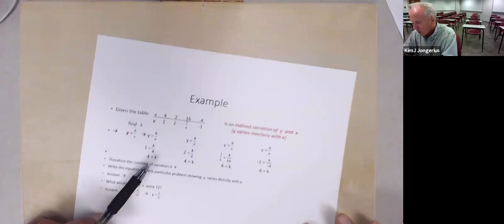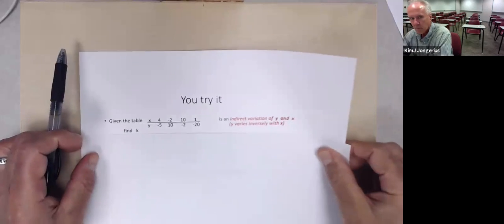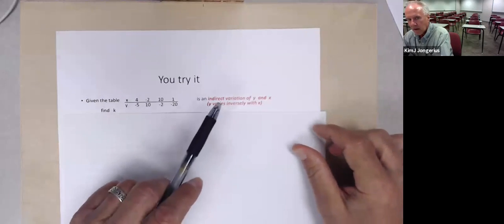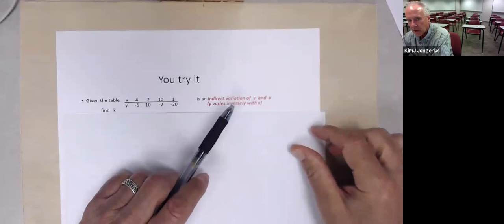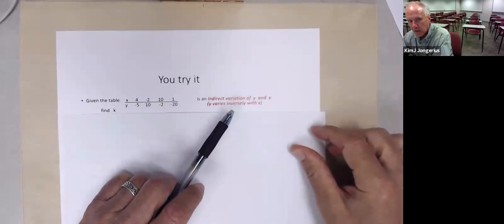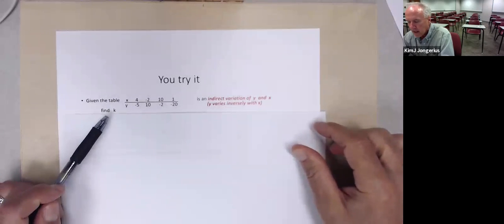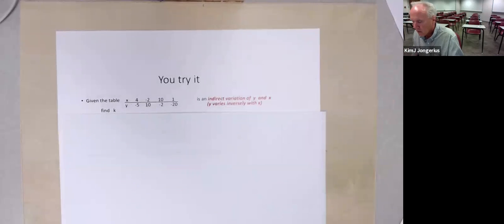Now I would like you to try one. So I'm going to give you some time to try this and see if it makes sense to you. You're given that it's an indirect variation of y varying inversely with x. Here are the multiple set of coordinates. Find k, first of all. I'll give you about 50, 60 seconds for that.